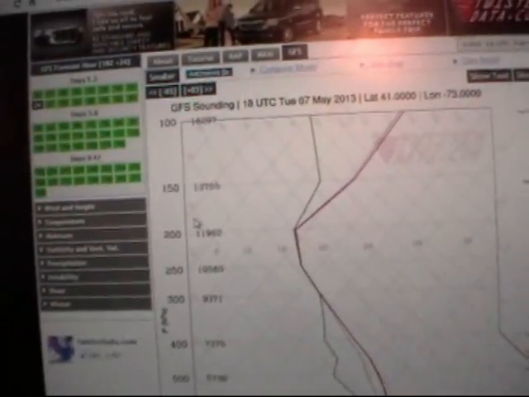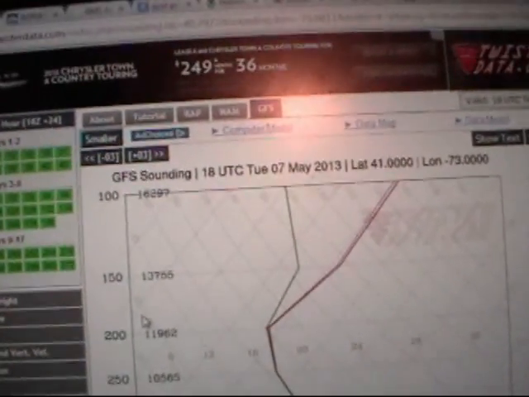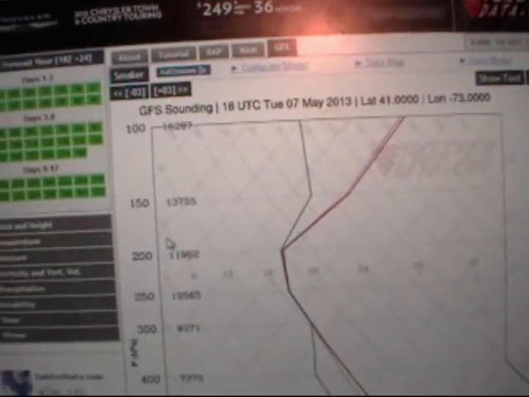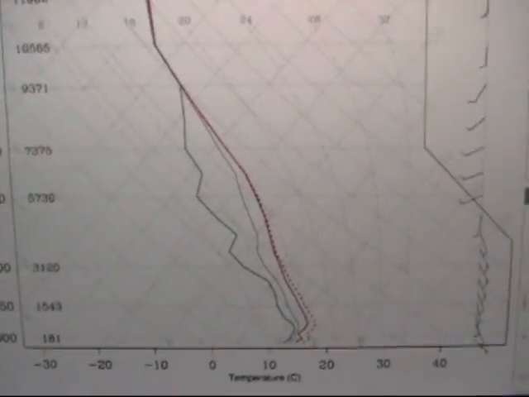So that's how to navigate through the data on this site. Anyway, how to interpret the soundings. All right, so let's say we do want to fly tomorrow afternoon at 2 p.m. And we have this graph.